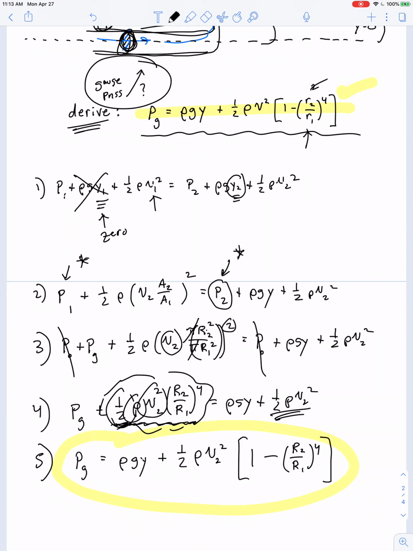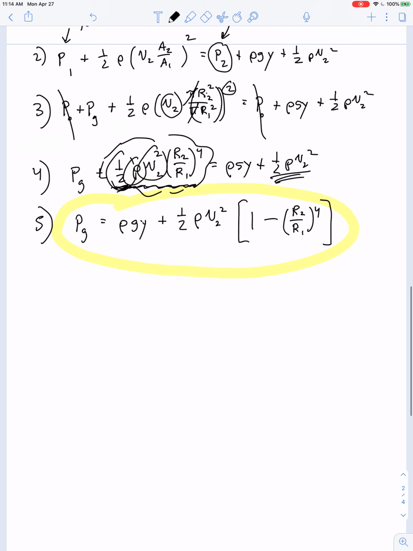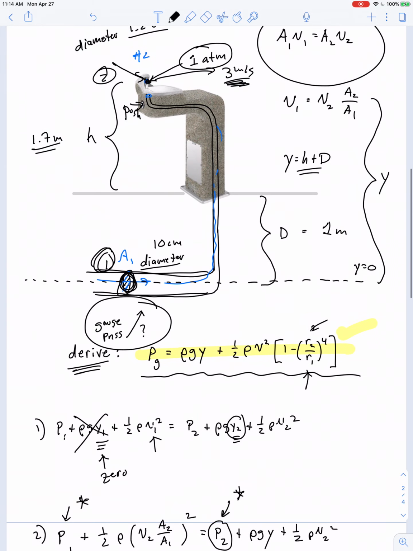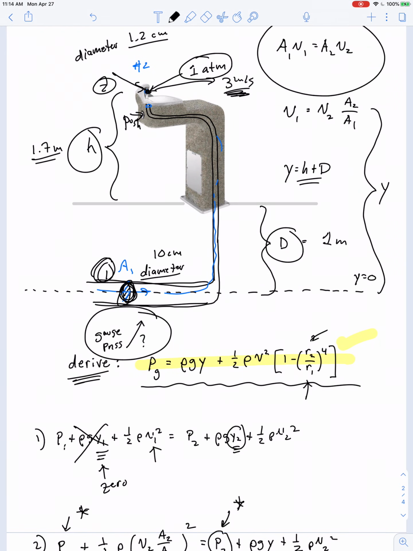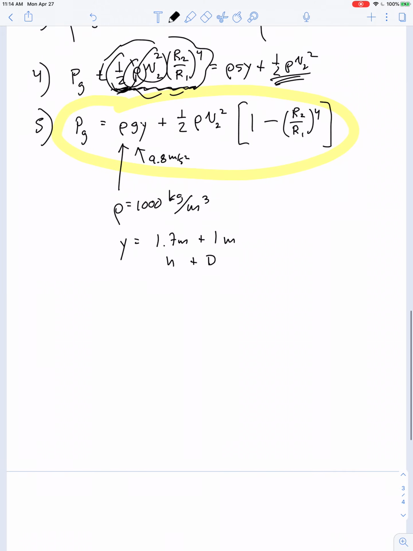Now let's apply it. So what quantities do we know? Well, since it's water, we know rho is 1,000 kilogram per cubic meter. G is, of course, 9.8 meters per second squared. Y is 1.7 meter plus 1 meter. Right? It's H plus D, as we labeled in our diagram. So that gives us 2.7 meters.